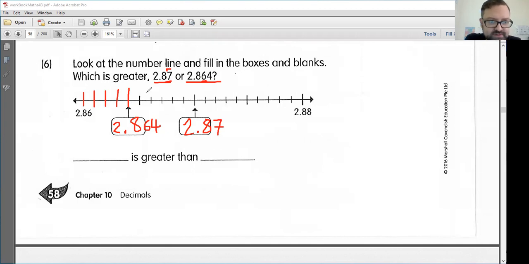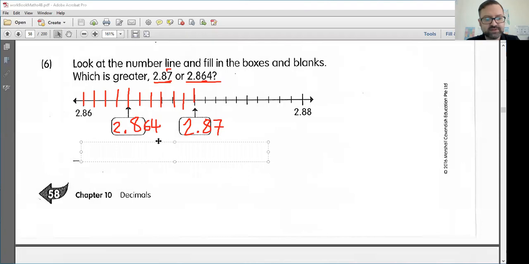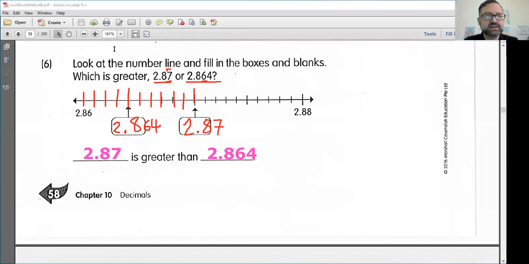This is 2.864, 2.865, 2.866, 2.867, 2.868, 2.869, and then I would get to 2.87, okay? We could put a zero here if we wanted to. However, we have 0/1000ths, so it's not necessary. All right, 2.87 is greater than 2.864. All right, let's continue.